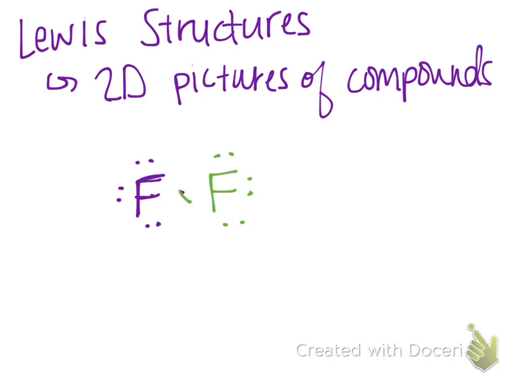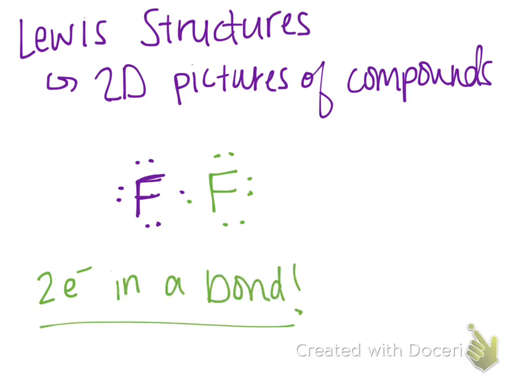In a chemical bond, there are 2 electrons. 2 electrons found in every bond. That's really important. And so in this bond, between these fluorines, one of the electrons is from the green fluorine, and one of the electrons is from the purple fluorine, right? So that bond now can be utilized by both of these fluorines.